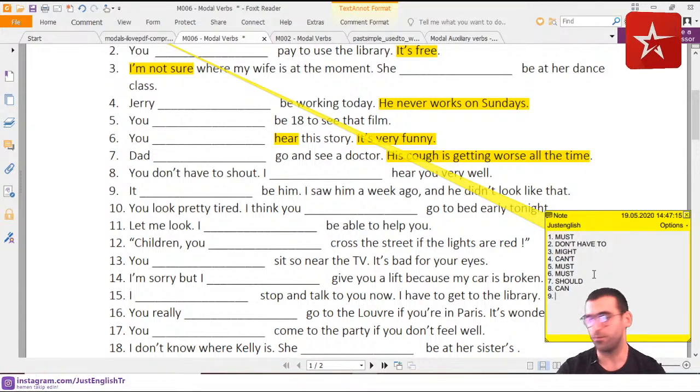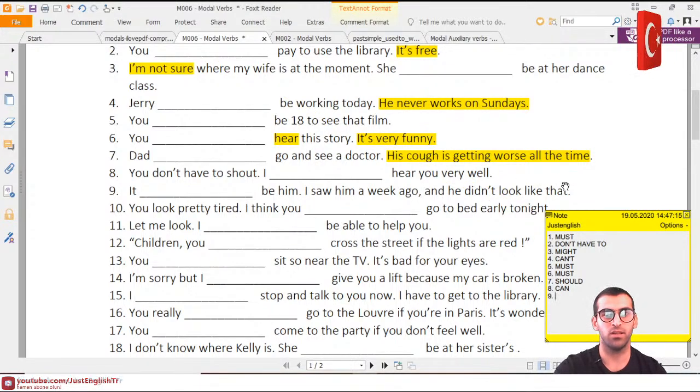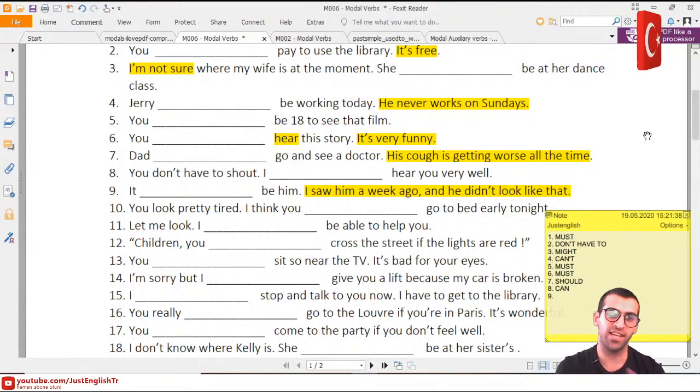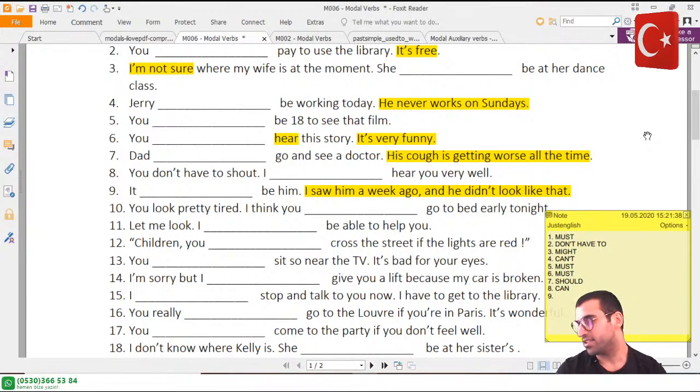Okay, let's continue with number 9. It must be him. I saw him a week ago. It didn't look like that. So here, let me highlight this sentence. I saw him a week ago, and he didn't look like that. It, number 9. Number 9, can't.